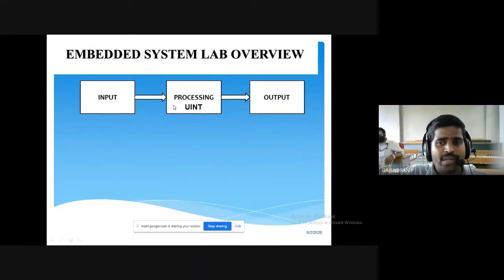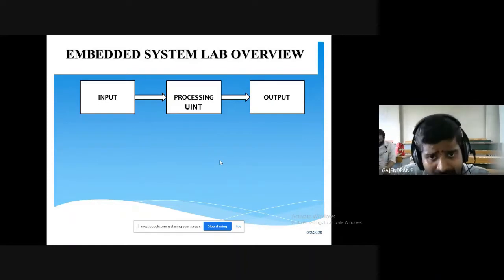Okay. Now, it's a very simple block diagram. Please make note of it. In your simplified embedded system architecture, we have seen n number of components. We simplified it a little further. Here, only the input block, processing unit, and output.